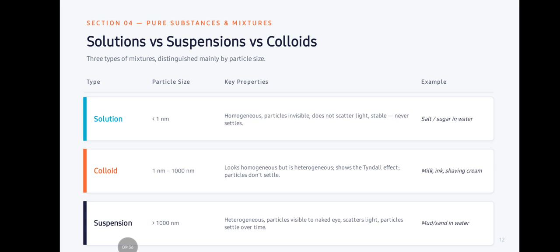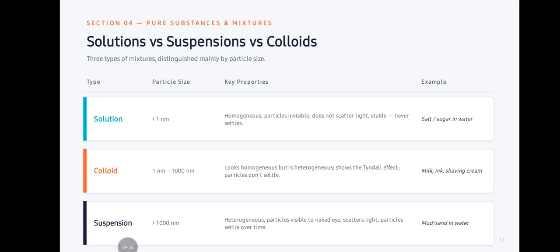Solutions versus suspensions versus colloids. So, three types of mixture distinguished mainly by particle size. Solution is less than 1 nanometer, homogeneous, particles invisible, does not scatter light, stable, never settles. Example, salt, sugar in water.